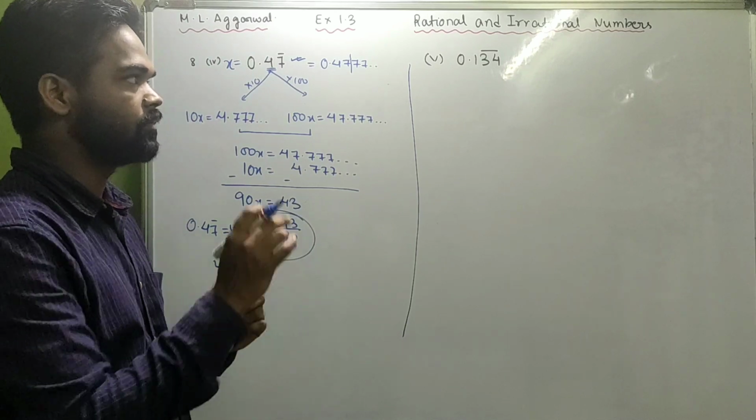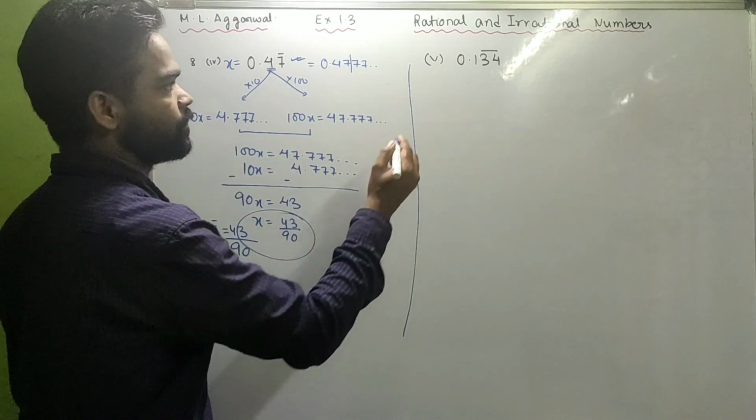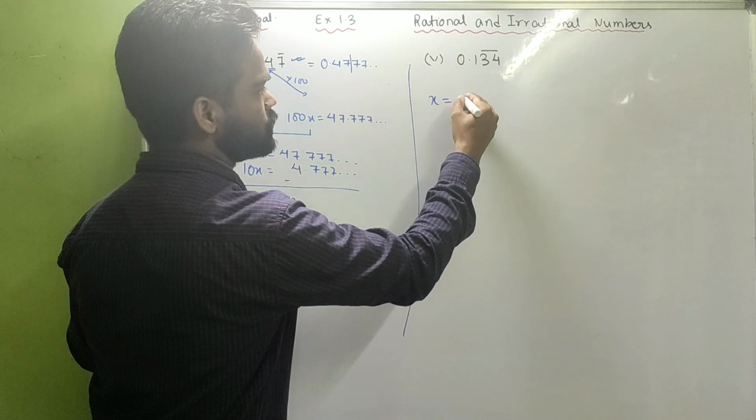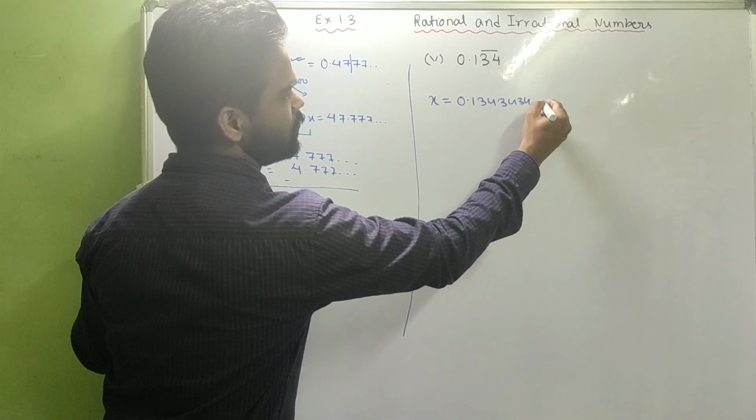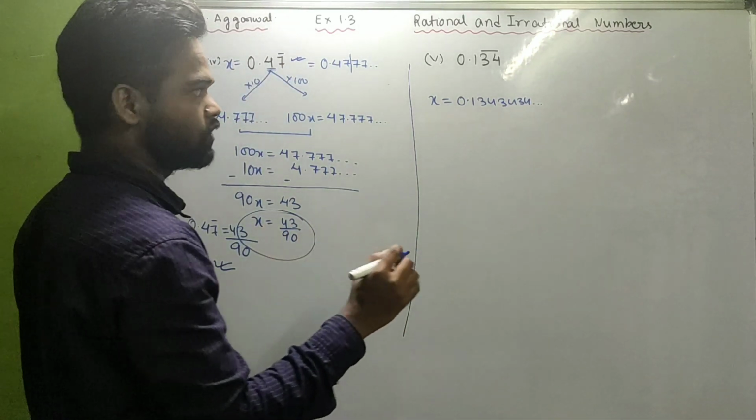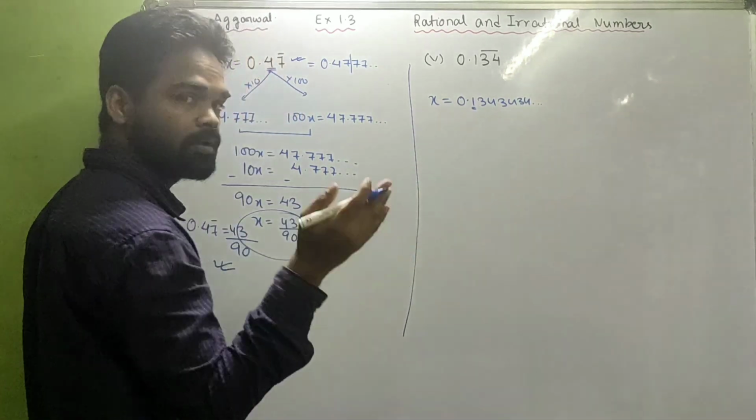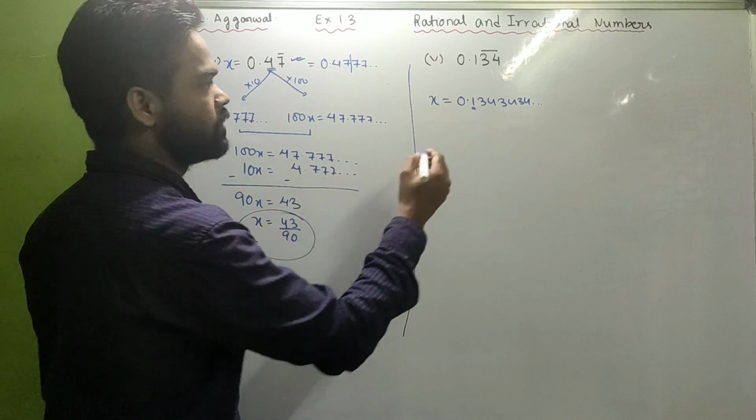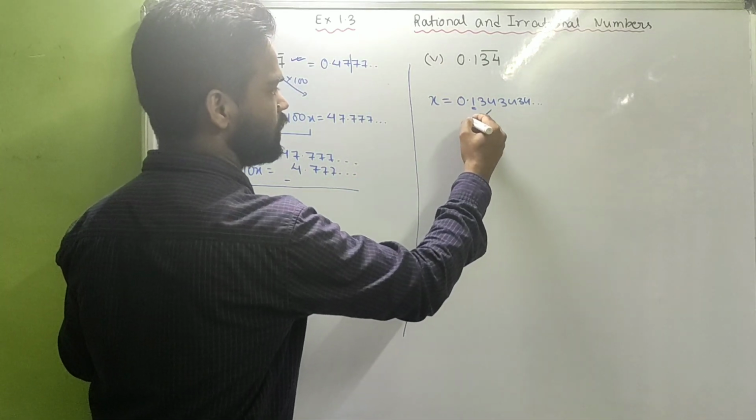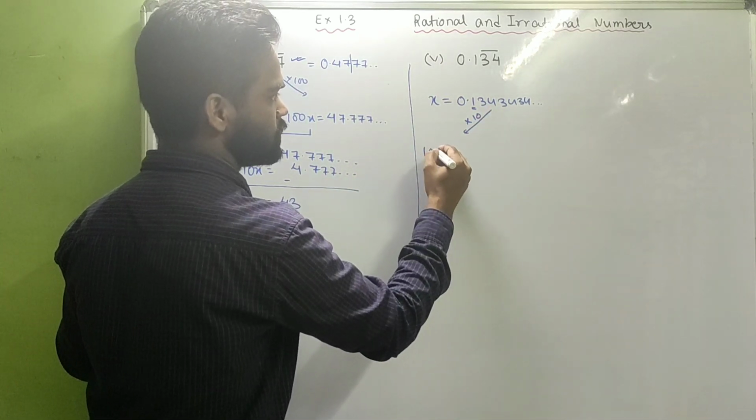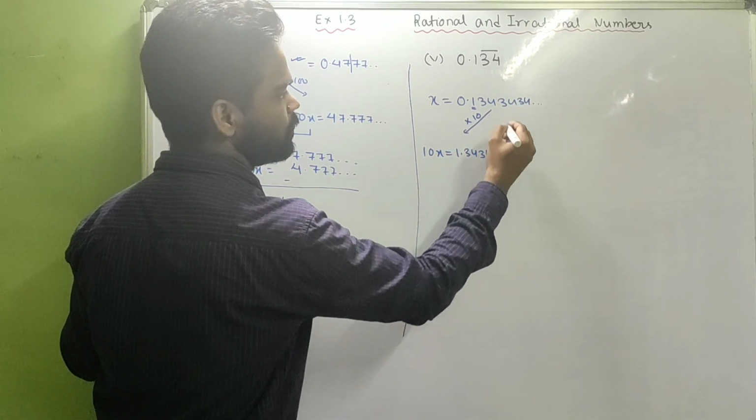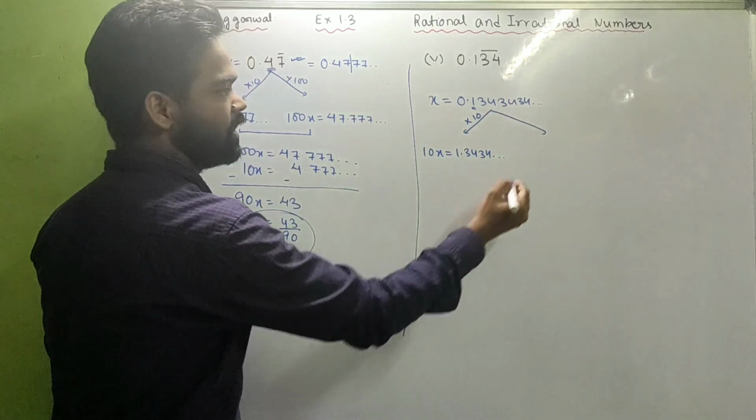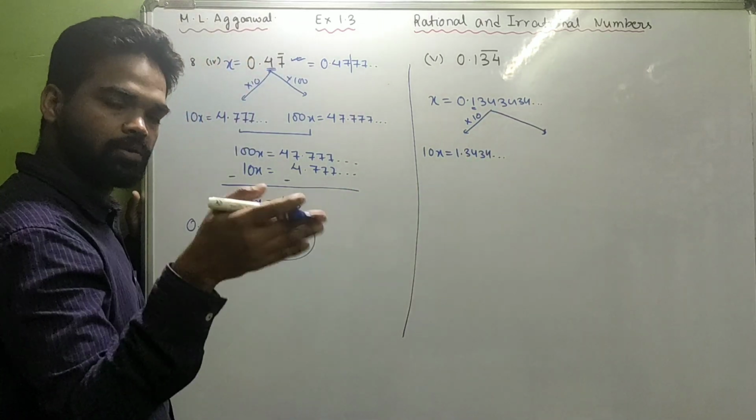0.134 bar, which means the bar is on 34. So we can write this as x equals 0.1343434. First, we'll try to bring the non-repeated part before the decimal. So what we'll do? We'll multiply by 10. So 10x equals 1.3434 dot dot dot.